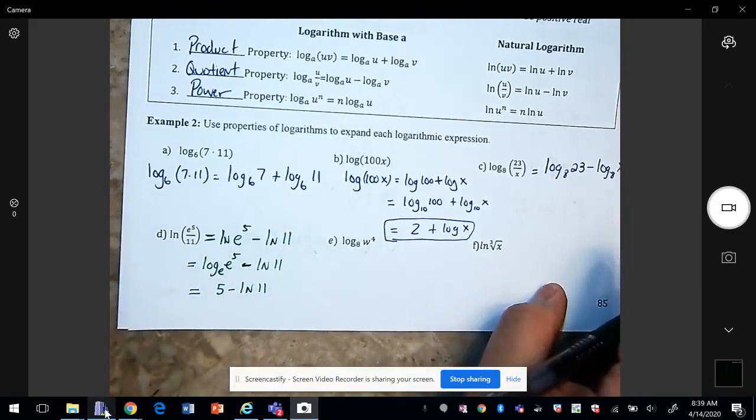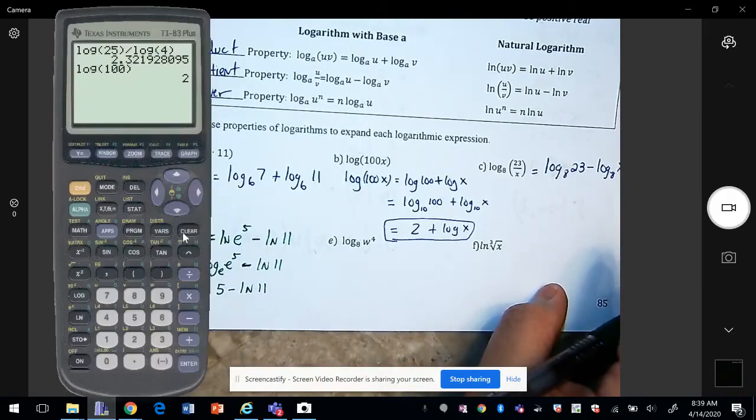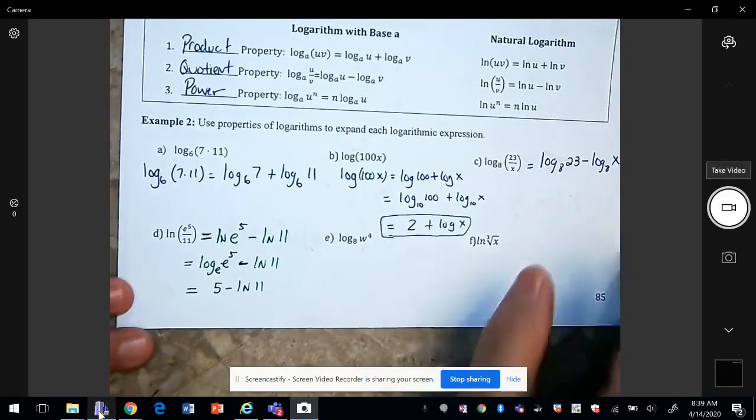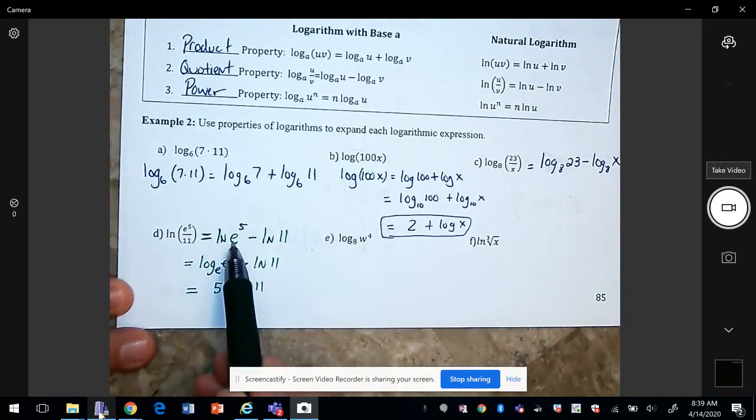You could also put it in the calculator. You could have written it as natural log of e to the 5th power and you can see it comes out as 5. Okay, so anytime you have natural log and e, your answer is just going to be that exponent.